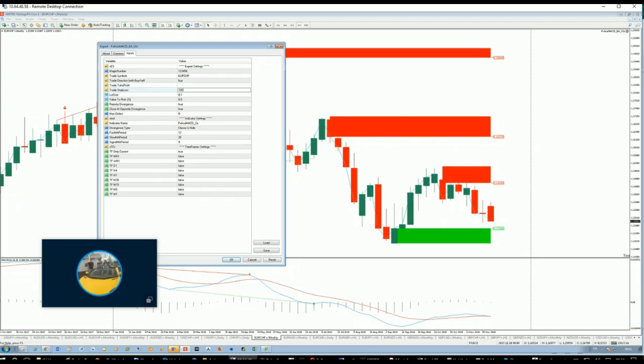Your trade size is what? 0.1. If you're trading 0.1, yeah, it's fine. Recently the divergence. Close it opposite the divergence true. Yeah, that's all good. Max orders, make sure that's all true. Max order is 1.